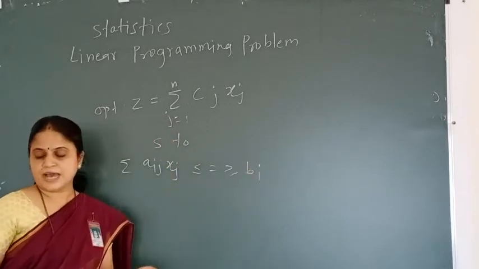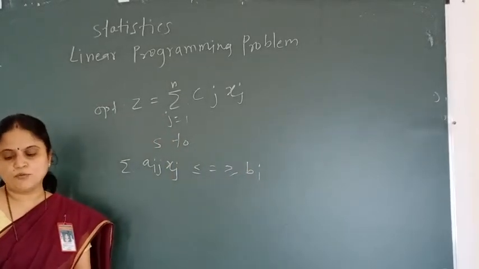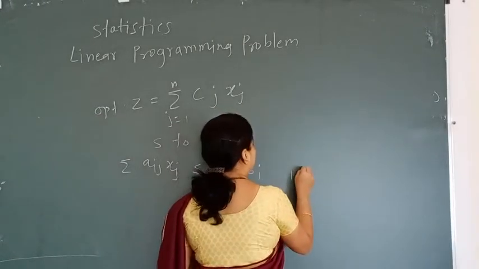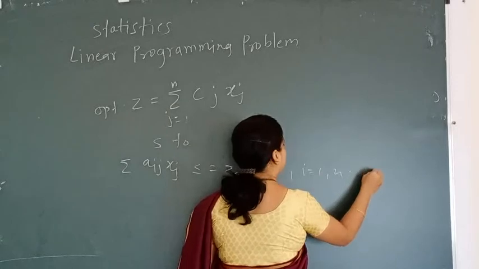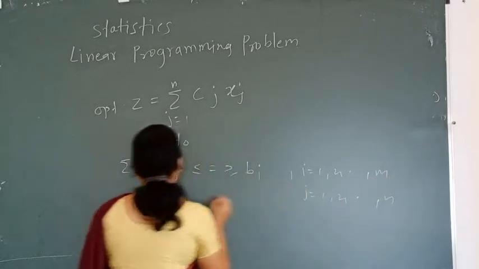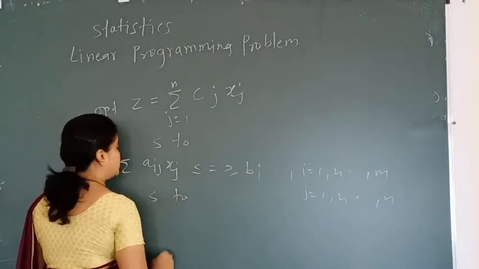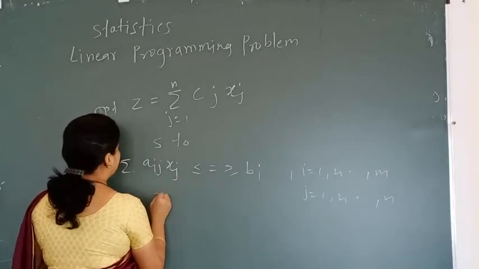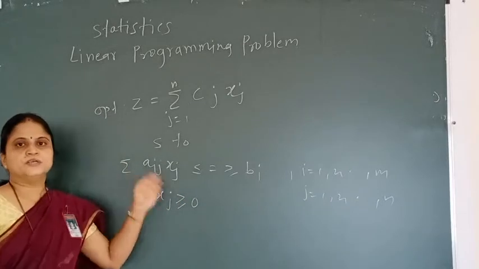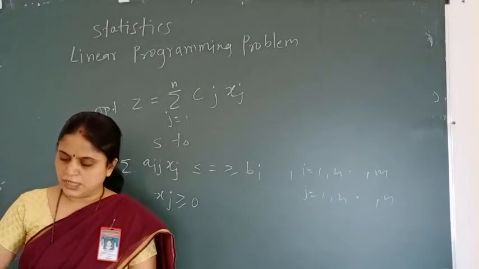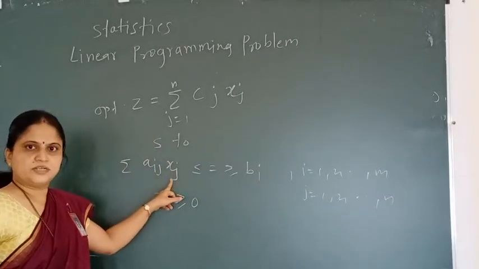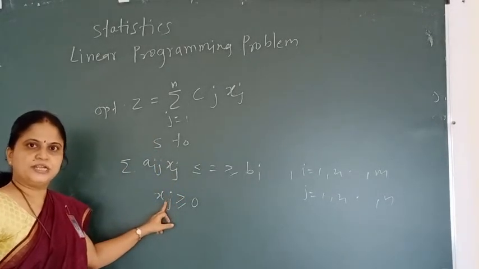Here i varies from 1 to m and j varies from 1 to n, and the non-negative restriction placed on xj is that xj is greater than or equal to 0. This is the formulation of the LPP. So this is my objective function, these are the m constraints, and this is the non-negative restriction.